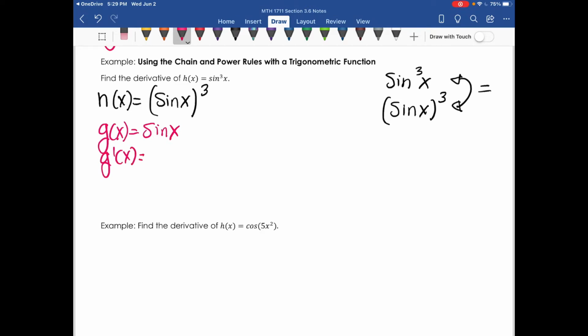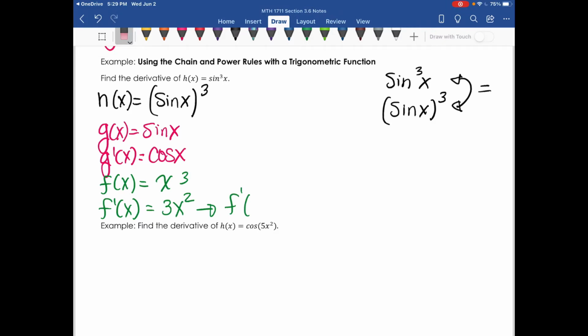So my inner function is sine x, and if I take the derivative of my inner function, that's going to be cosine x. My outer function is x to the third, and when I take the derivative, I get 3x squared. But when I evaluate the derivative of f of g of x, it's basically just taking the derivative with that inner function still plugged in.